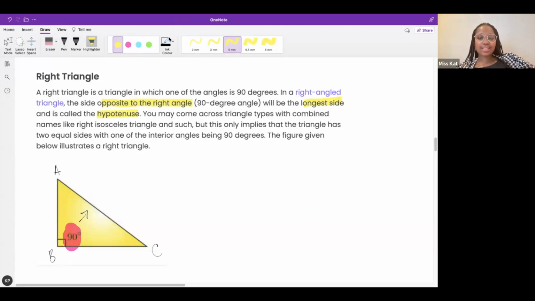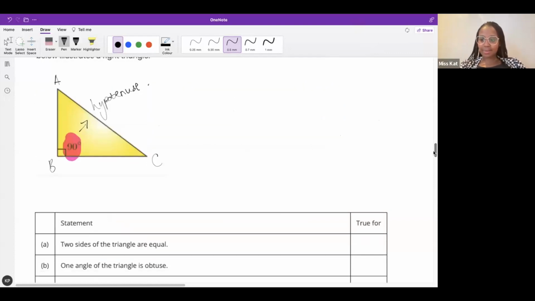So side AC will be, Kamra is like stealing answers. Yes, you guys must steal each other's answers. If one person is wrong, I know something is wrong because you guys are not helping each other. So this then will be your hypotenuse. Okay. Yes, Pythagoras is on its way, my dear. You could sense it. I can sense it. It's on the way.